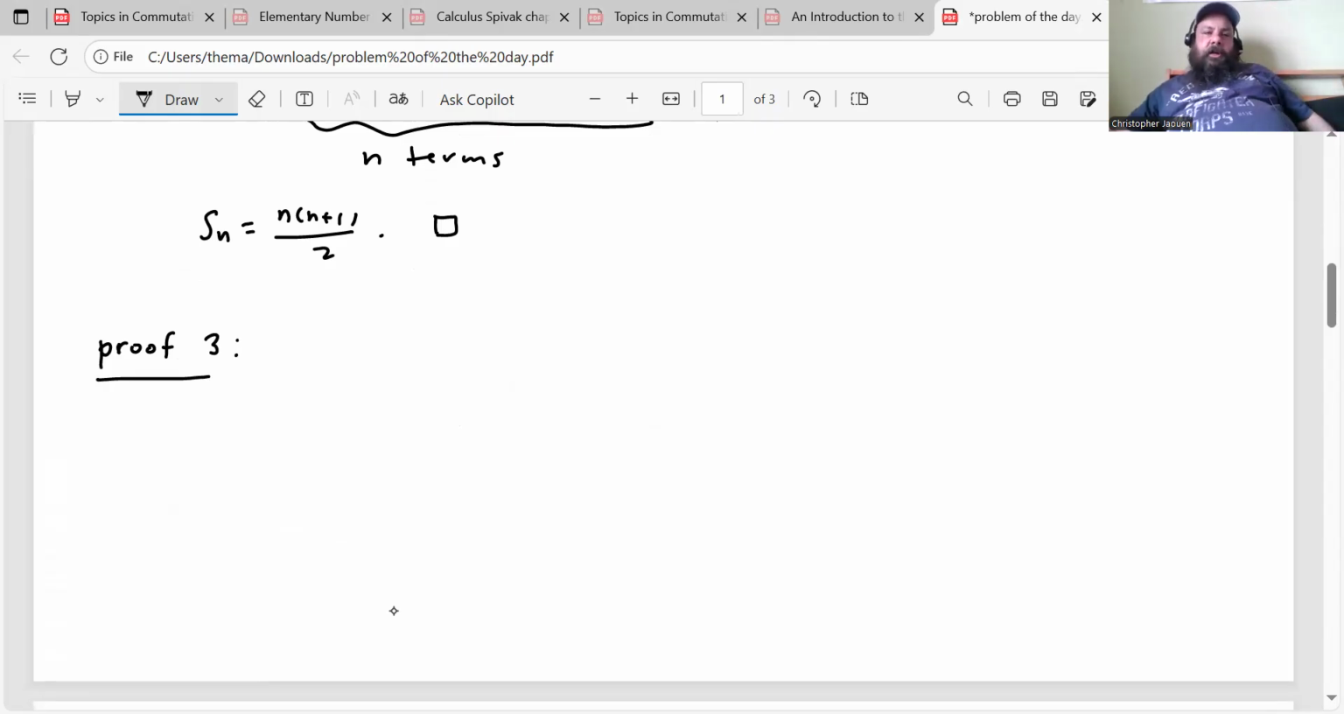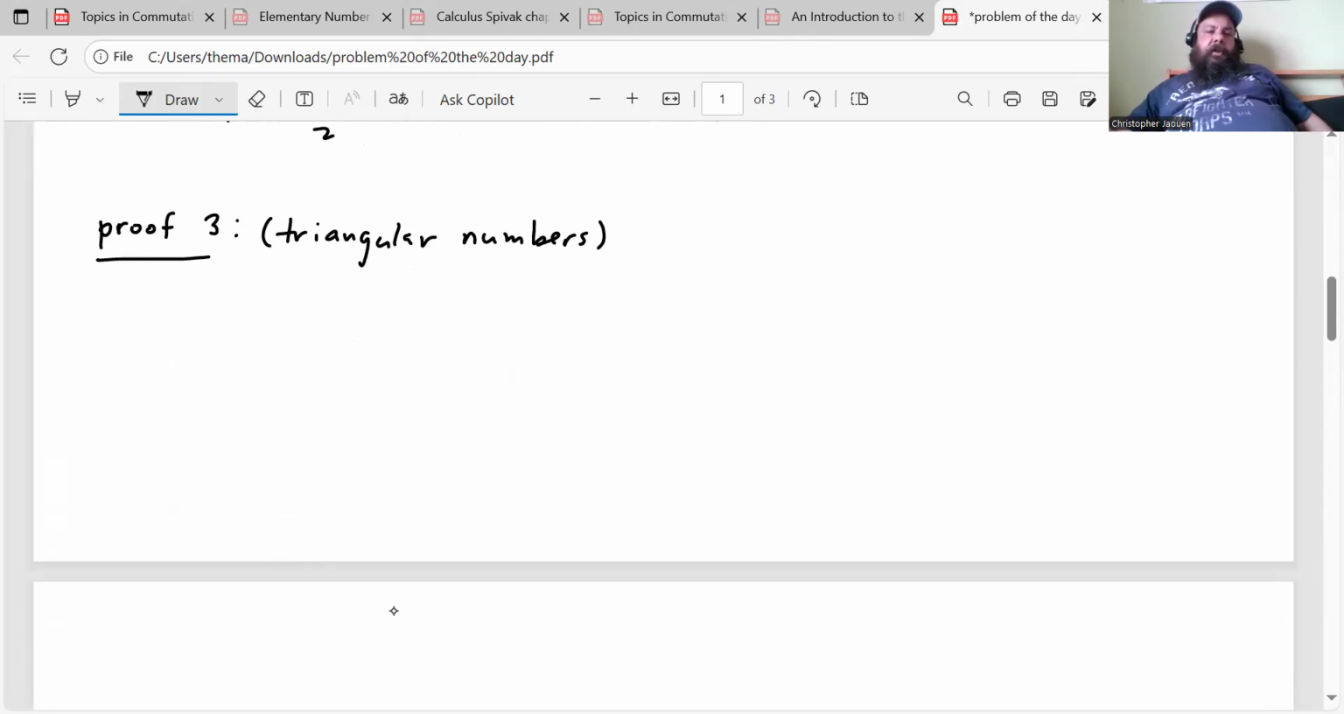3, which I guess you could call a more number theoretic proof. This involves the fact that the formula n times n plus 1 over 2 gives you the triangular numbers. So, for example, if you take the sum of the first n natural numbers, you can always arrange them in a triangular shape.